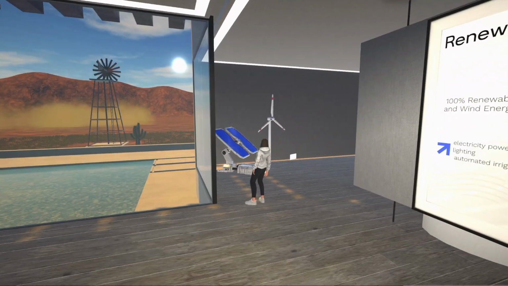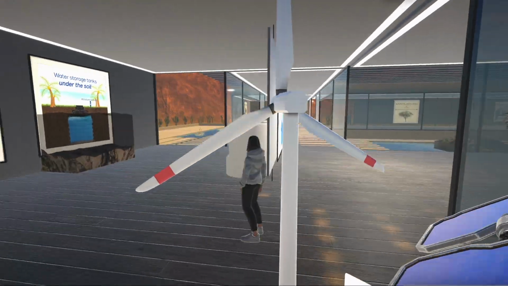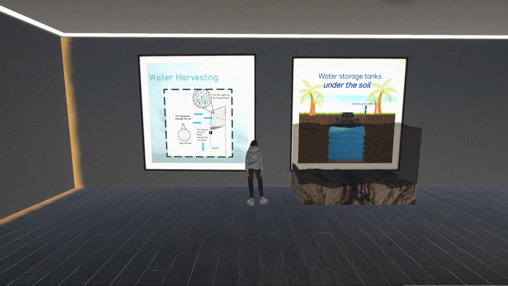Here we have models of the solar panels and the wind turbines. Here we have the fog collectors, which capture moisture directly from the air. Fine mesh nets collect tiny water droplets from the fog and humidity, turning them into usable clean water, a vital source in dry environments like the UAE.